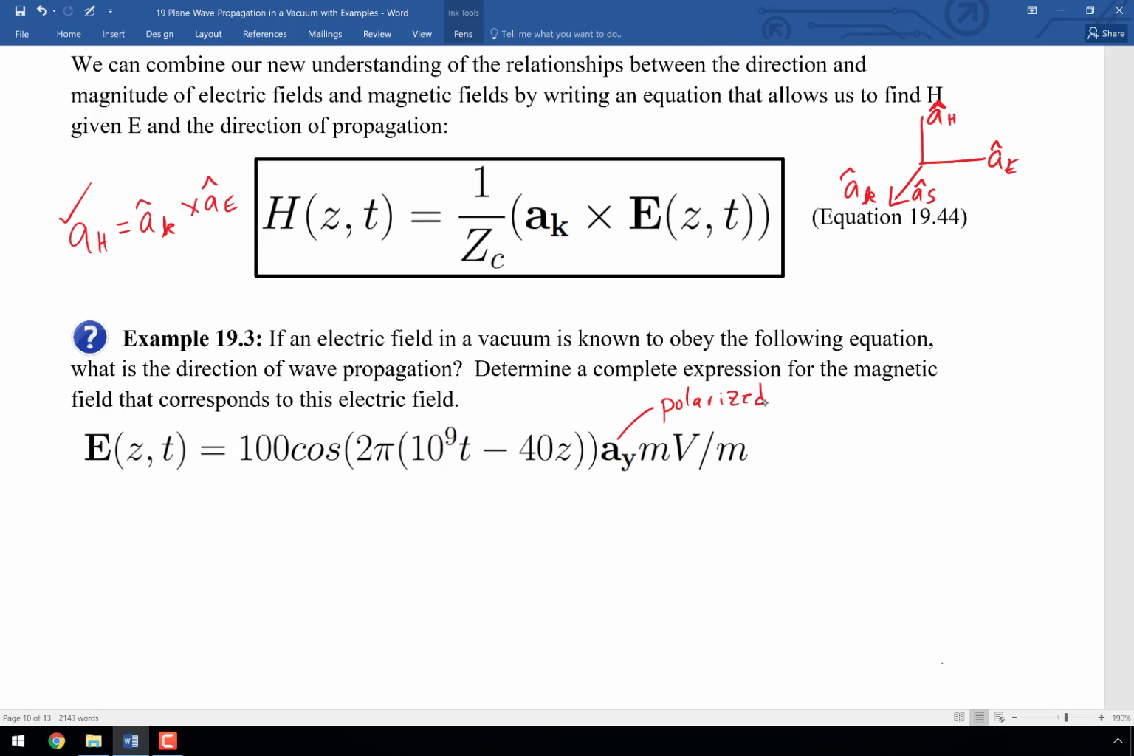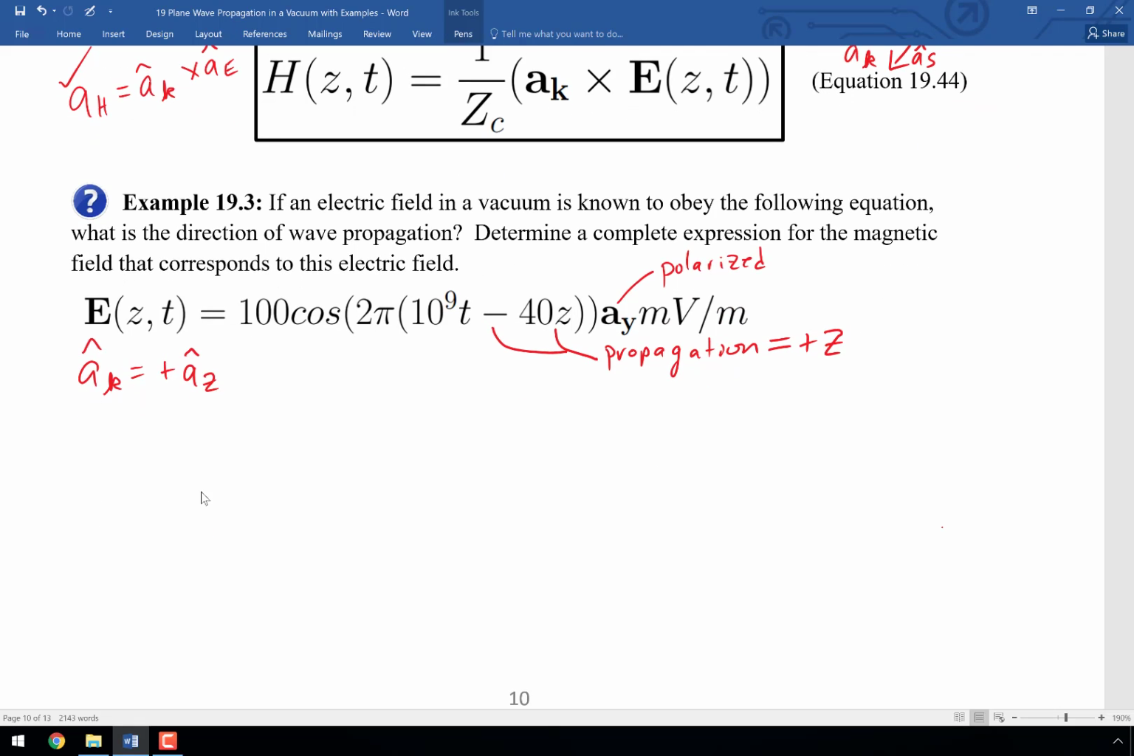But that's not the same thing as the direction of propagation. The direction of propagation is going to be according to the z variable here. And this is a negative sign, so taking those two together, we find that this is in the positive z direction. So I can immediately, just by inspection, write A sub k equals positive A sub z. So I can see that the wave is propagating toward the right just by inspecting the term that's in parentheses there.